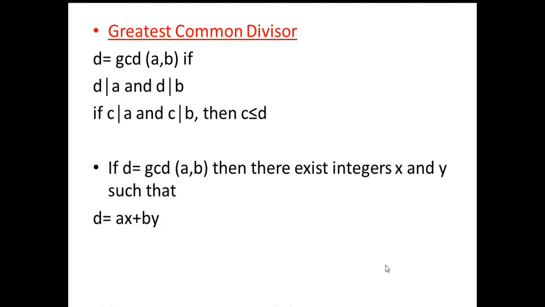Next we have greatest common divisor. We can also say GCD. So if you have two numbers a and b, then d is called the GCD of a and b if d divides a and d divides b. And if c is any other integer such that c divides a and c divides b, then c should be less than or equal to d, because d is the greatest common divisor. Next, if d is the GCD of a and b, then you can always find integers x and y such that d can be written as a linear combination of the given two numbers, that is a and b.